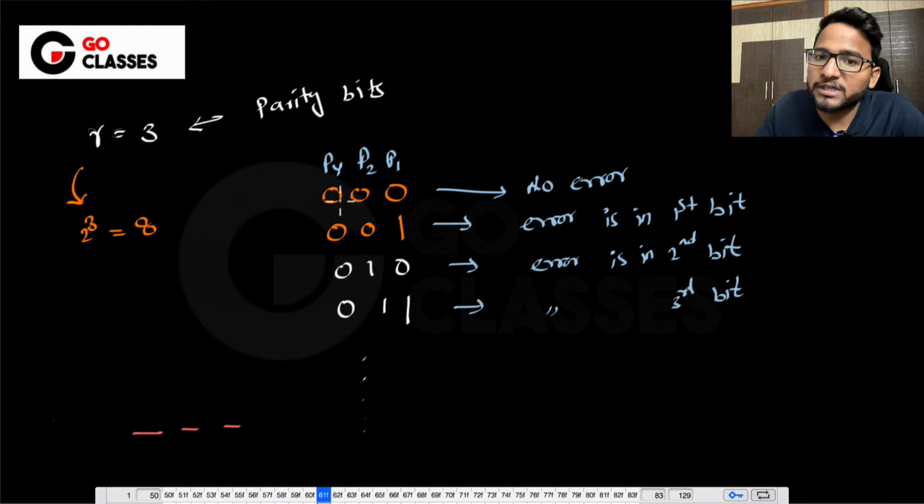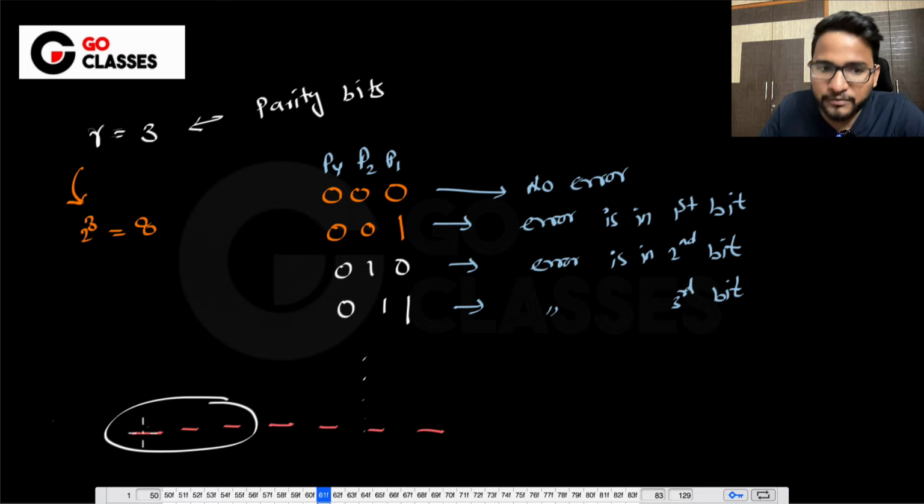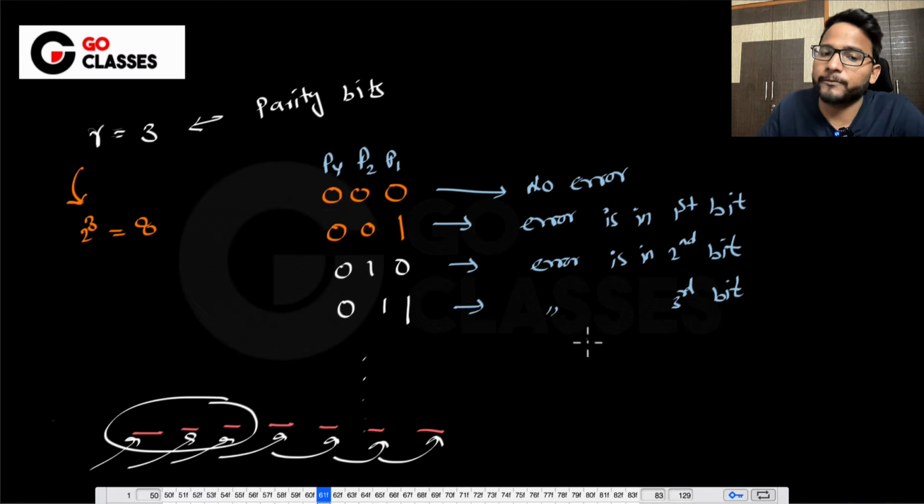One of the combinations is actually not telling any error, which means it is wasted for us. It is saying there is no error. So using these three bits only, you can tell the error is in 7 positions, 1 2 3 4 5 6 7. Using these 3 parity bits, you can tell that the error is in this bit or this bit or this bit, or there is no error.